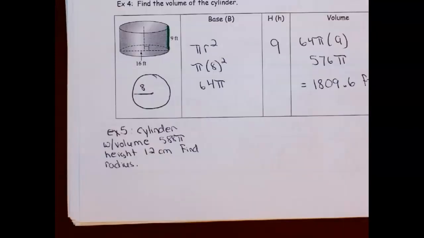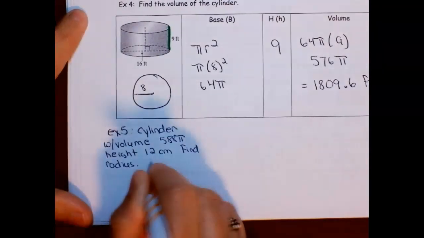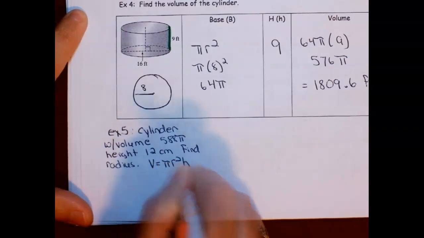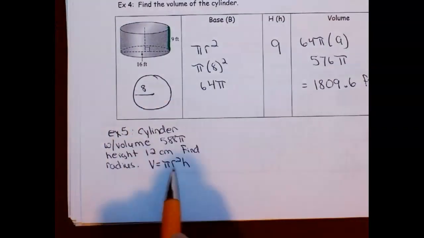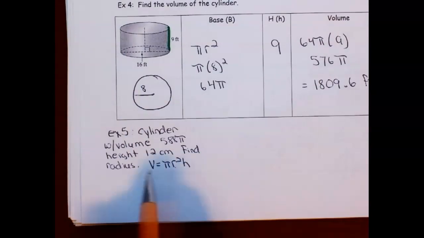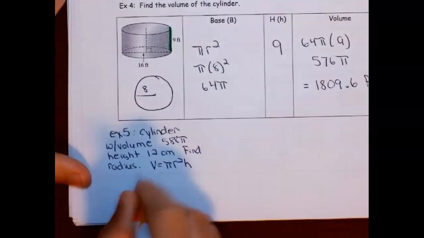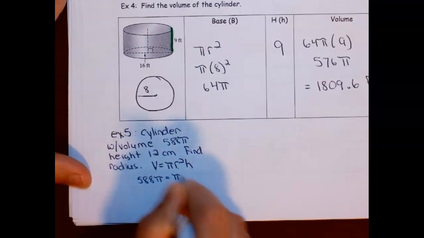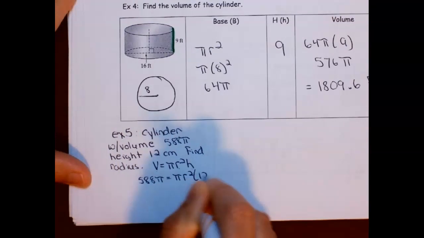Okay, so let's look at the first example. We've been given a cylinder. We are told we have a volume of 588 pi. We have a height of 12 and we have to find the radius. So as always, we're going to start by writing down that formula. We've got volume equals pi r squared h. We're looking for the radius, which means I should have the height and I should have the volume, and I do. We've got 588 pi equals pi r squared times 12.